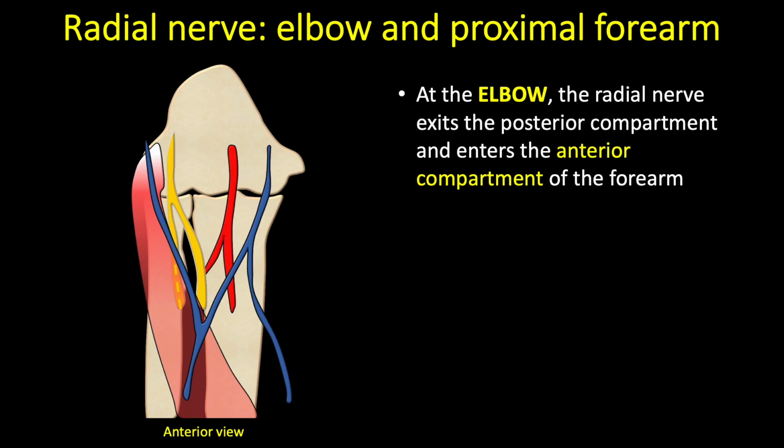We are now at the level of the elbow, and at this point we can see that the radial nerve exits from the posterior compartment and gradually moves forward to enter the anterior compartment of the forearm.